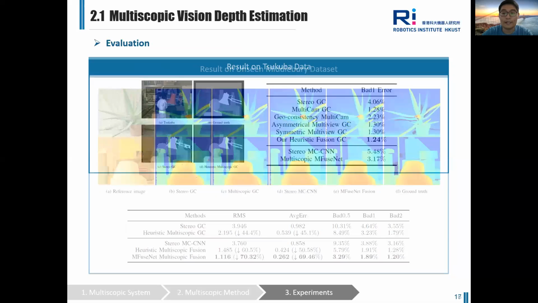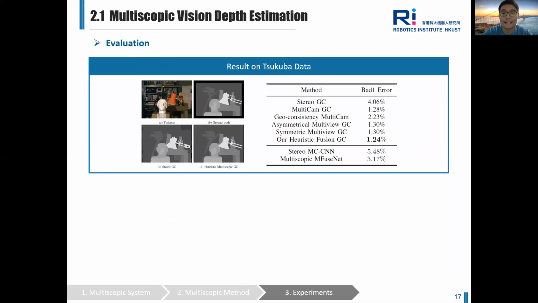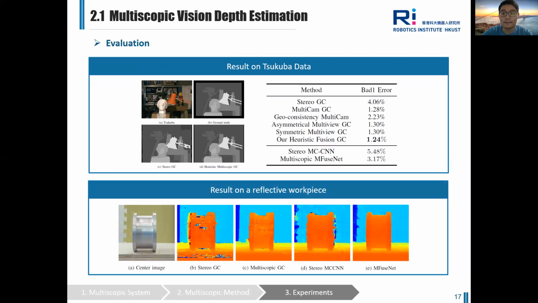We also compare our method with previous classic fusion methods and evaluate our method in a real-world application, this reflective workpiece. The results show the multiscopic method can perform well in these hard scenarios because the reflective surface is hard for traditional stereo vision. More results can be seen in the paper.